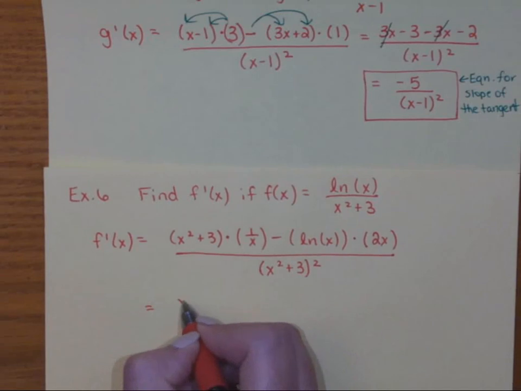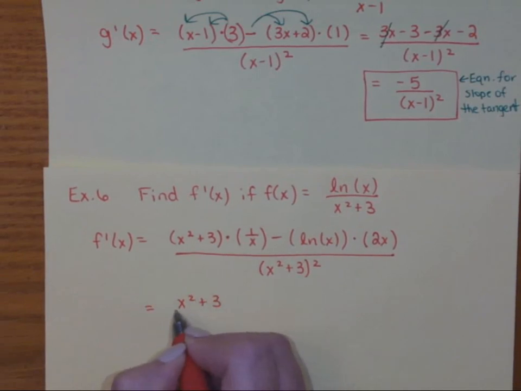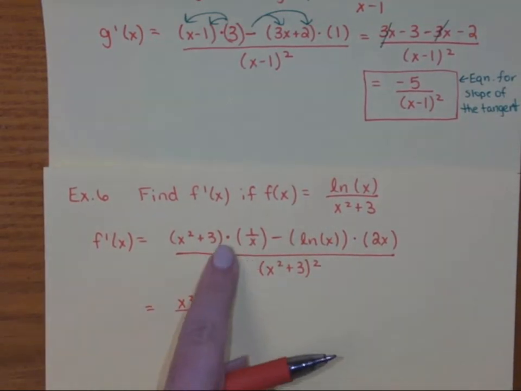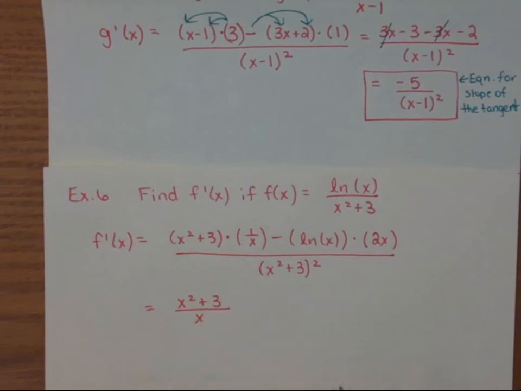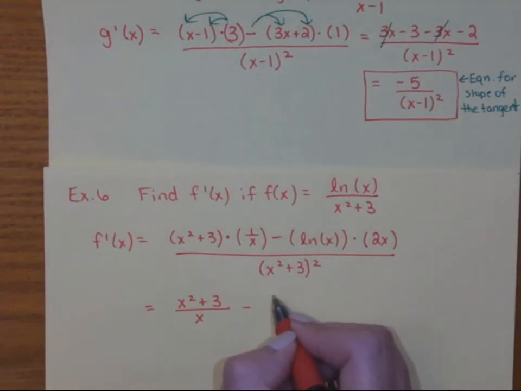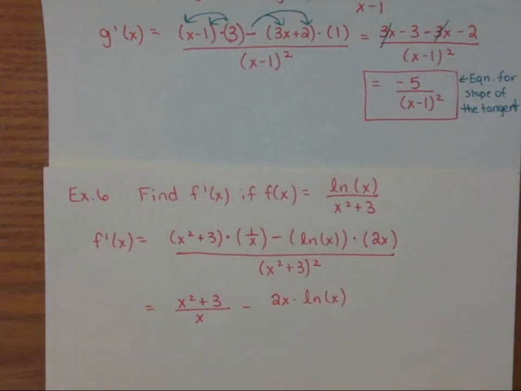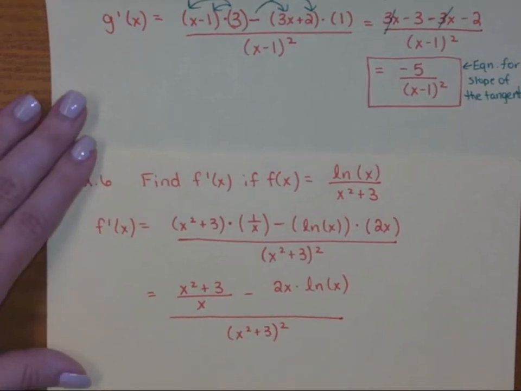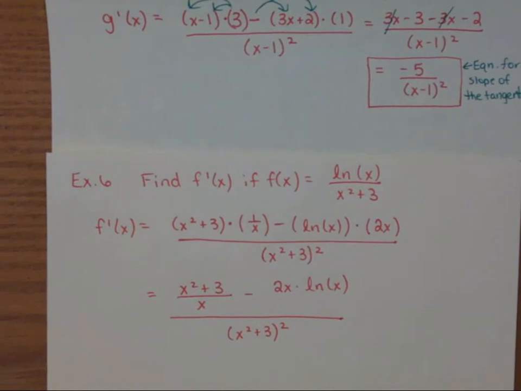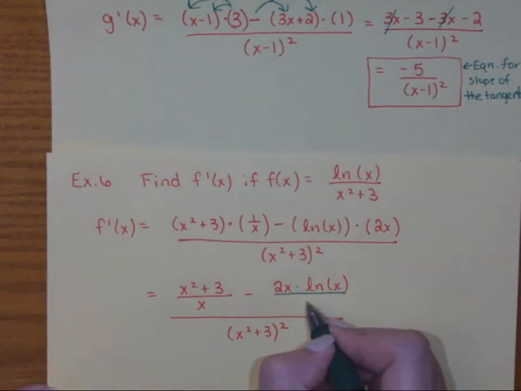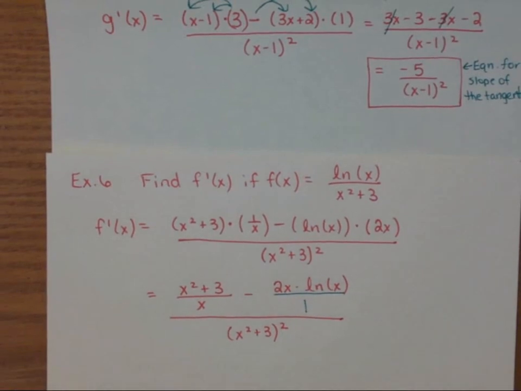Alright, so what we're going to get here is x cubed plus 3 over x when we simplify this first little group. We're going to get minus 2x times the natural log of x here. And then on the bottom we're going to get x squared plus 3, parentheses, squared. Notice I'm really not ever messing with the bottom that much. However, I do need to work out the top. My math lab wants simplified answers.